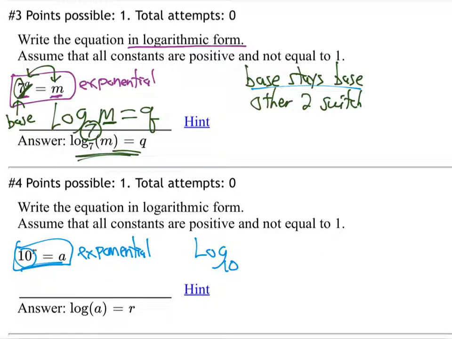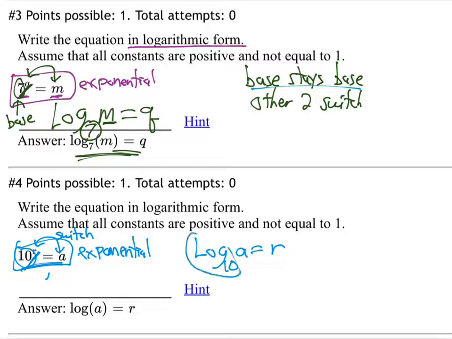And then the other two, these two, they're going to switch, aren't they? So instead of 10 to the r, it's going to be 10 to the a, and the r goes over there, right? They switch. It's an inverse function. There's a switching of inputs and outputs. Okay, but one more step.